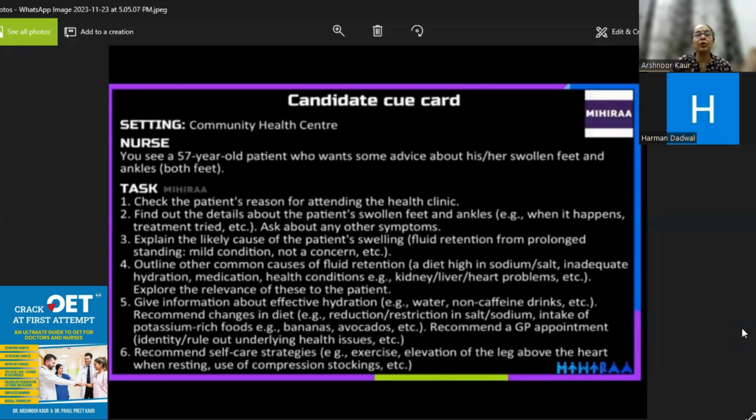OET candidates, do not miss any important information from the role play. How can you do that? First of all, read the role play 2 to 3 times. We have 3 minutes with us. Then you can write down the important points. From that, you can easily make the questions. Then this will help you to make the recommendations for the patient, or advice, or the solutions for the patient in an easy way. Hope in this way you will be able to prepare your role play and get a good score. Wish you all the best for your exam.